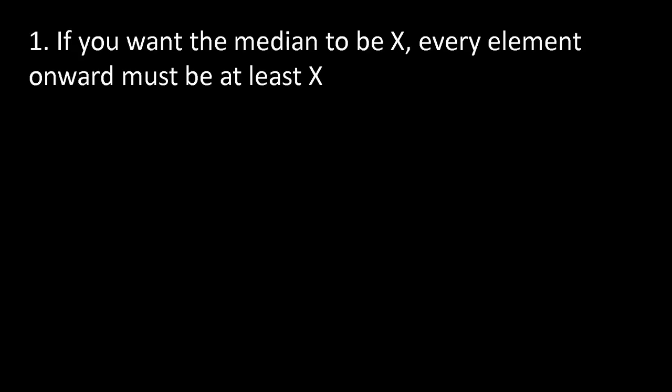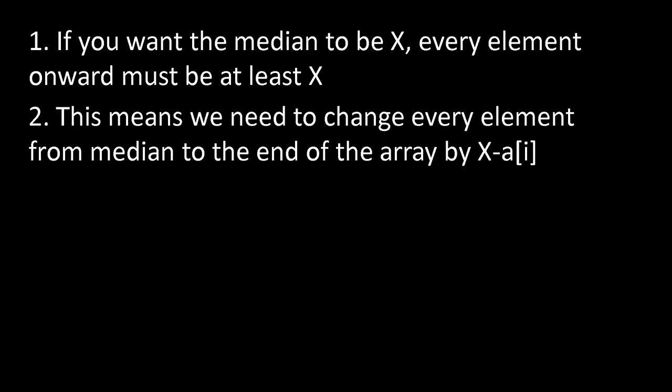There are 3 key observations in this problem. The first one is that if you want the median to be x, every value to the right must be greater or equal to x. This means the number of operations we need to achieve a median of x is the sum of x minus a of i for all i, starting from the median. And the last one is that if you can achieve x, you can definitely achieve any value between the initial median and x, because you've played these games before.